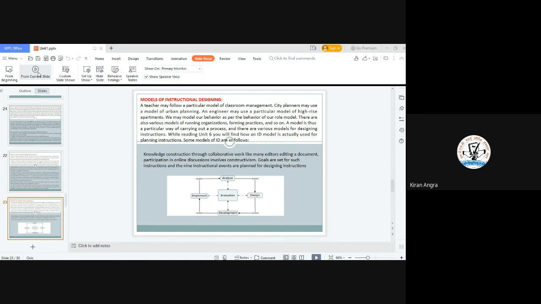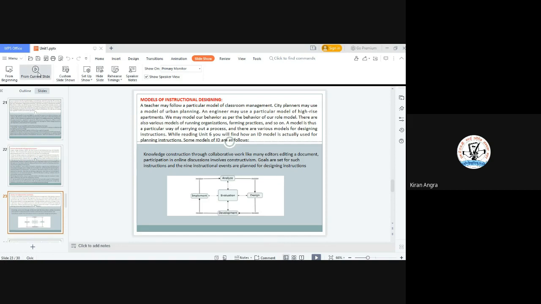So this is what analysis was. Then came the design phase, which I am showing you. In the design phase, the instructional interventions are planned. How the learners will learn is decided. What would be taught, in which sequence it will be taught, and using which media it will be taught.